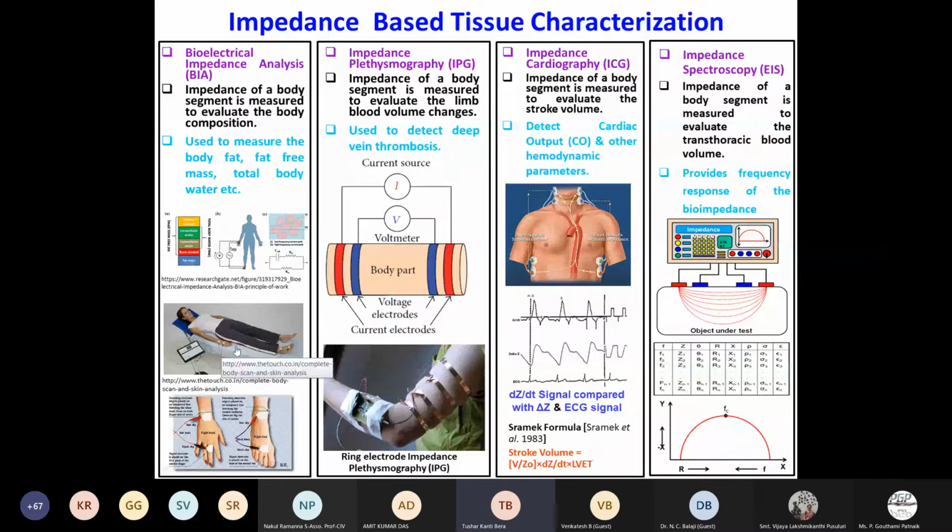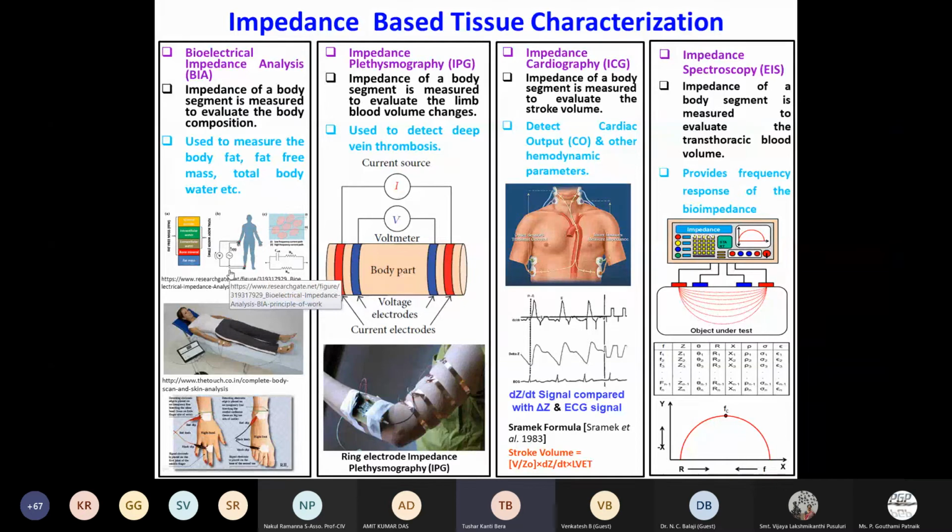Frequency may be 50 kilohertz, because for human beings it is understood that 50 kilohertz is the optimum frequency. In many impedance-based studies, 50 kilohertz is followed in the literature. So that frequency can be injected, and we can measure the impedance. By changing the frequency also, we can get information so that we can calculate the body composition.